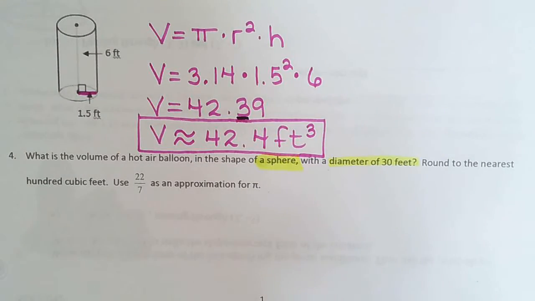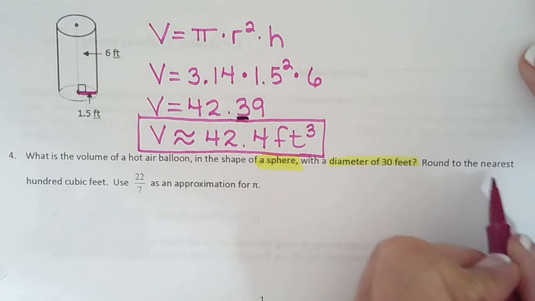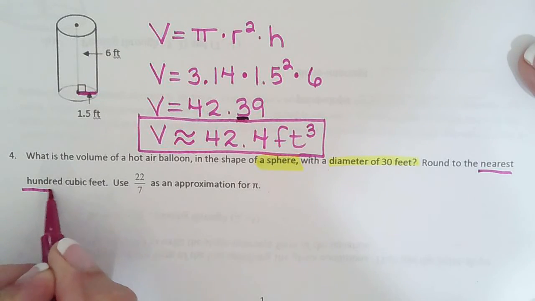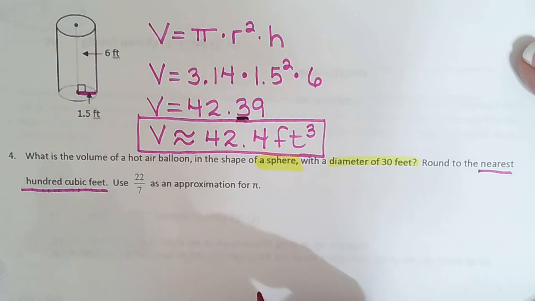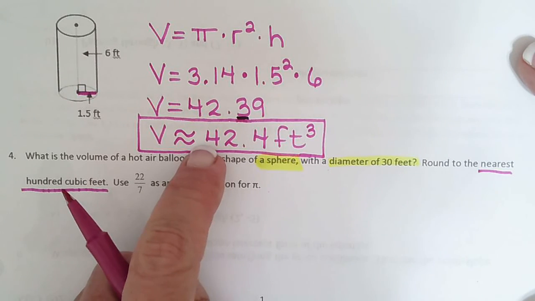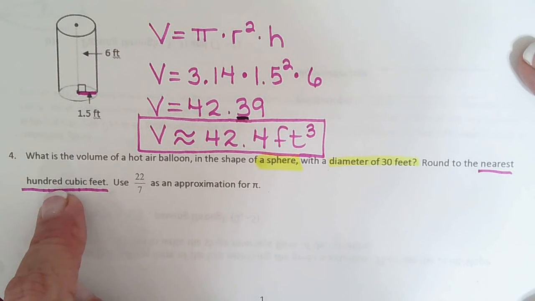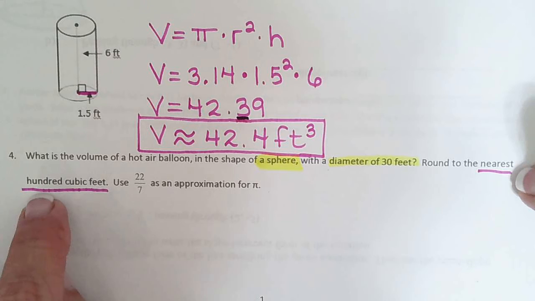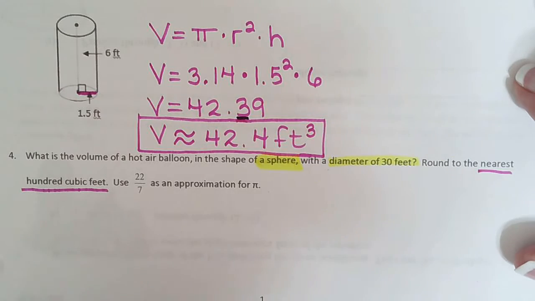Round to the nearest 100 cubic feet. Notice it's not hundredth, it's 100. 100 is over here. So don't be confused when you go to round that. So they want it rounded to the nearest 100. So it's going to be like 55,400 or 67,800. So that's what nearest 100 means. It's not hundredth, it's 100, which is before the decimal place.